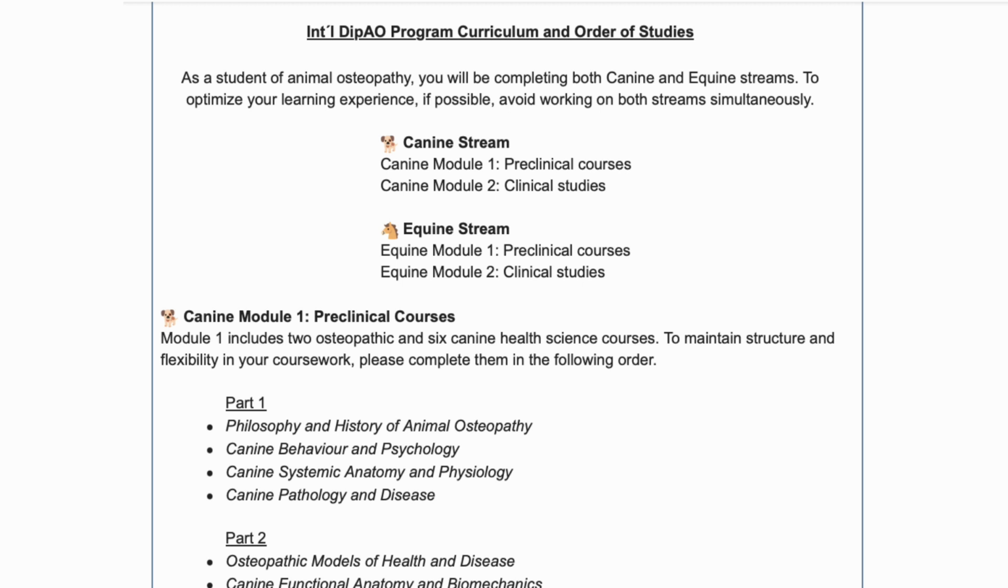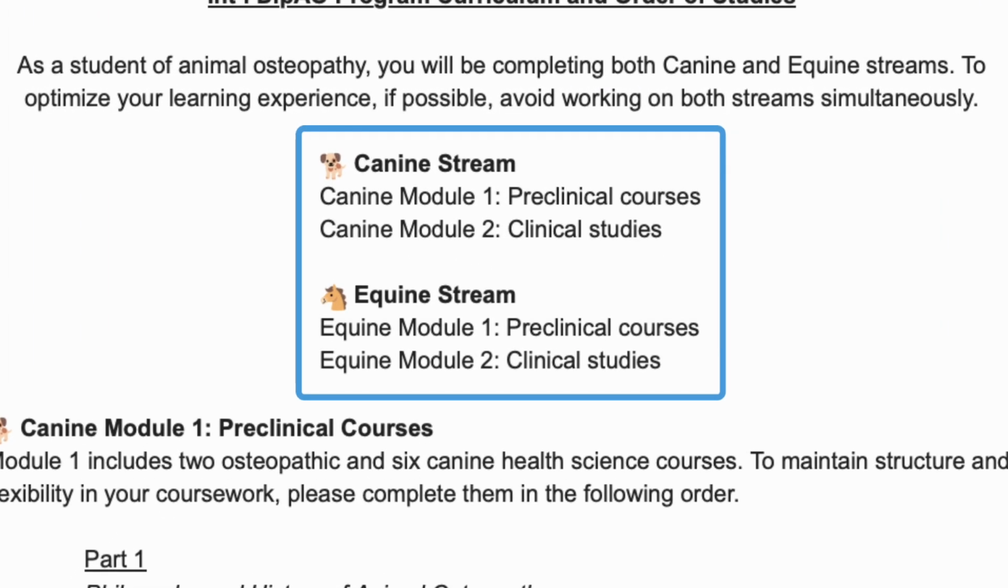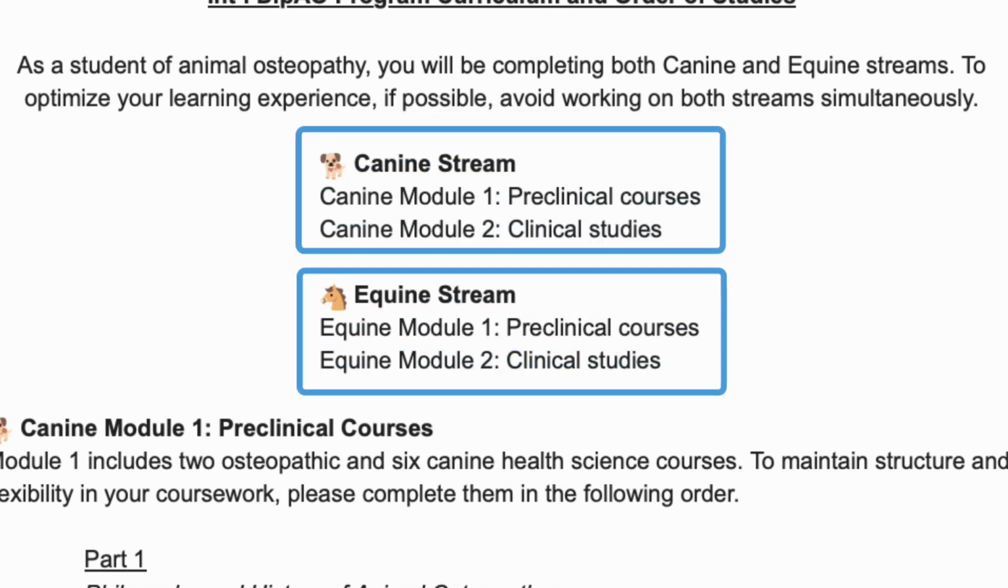Let's begin by looking at the layout of your program. As a student of animal osteopathy, you are required to complete both the canine and the equine streams. We do suggest that you begin with one stream, you finish it in its entirety, and then you move on to the next stream. This just helps you stay consistent in your learning and prevents you from getting confused between the two animals and their anatomy.